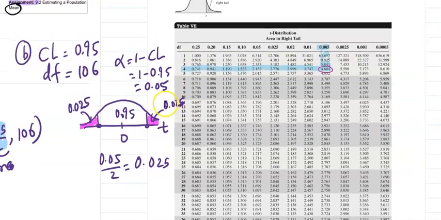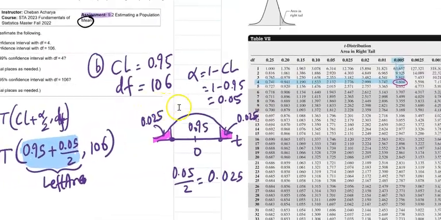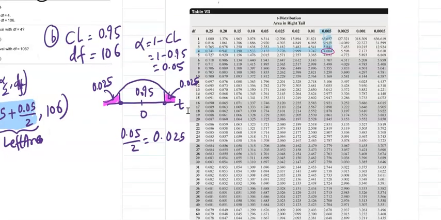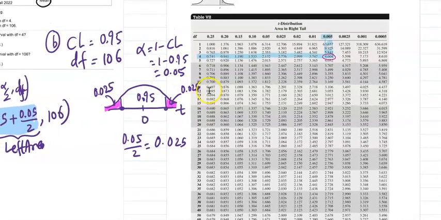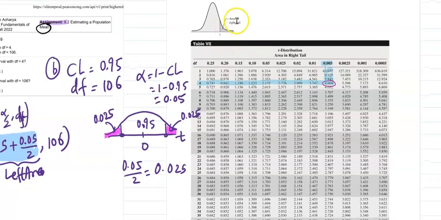You need two things to find the critical value of t using the table: the right area, or area on the right tail, and the degrees of freedom. So you look for 0.025, which is gonna be here, 0.025 here, and you look for the degrees of freedom. The degrees of freedom are gonna be 106.